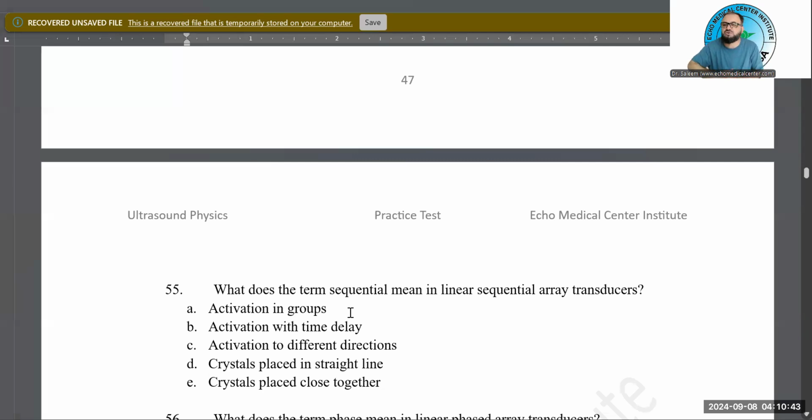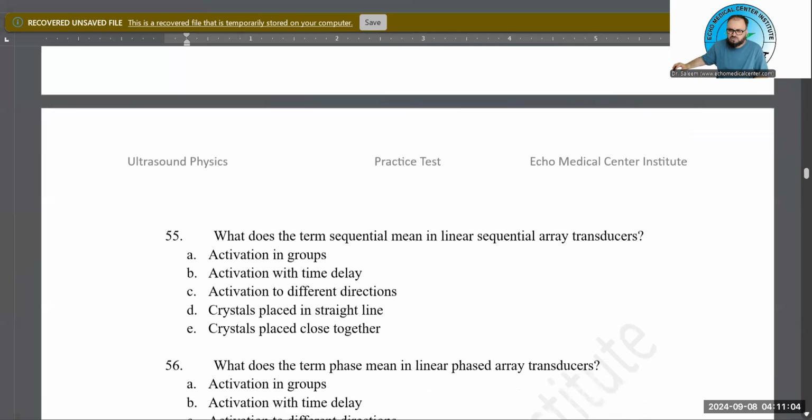For example, if there are 200 crystals in a transducer, we can say 25 crystals, 25. So they activate at the same time, but as a group. Just as an example, 20, 20, or 25, or 30, 30, to complete the 200 crystals. That is correct. A is the correct answer. Let's do the next one.